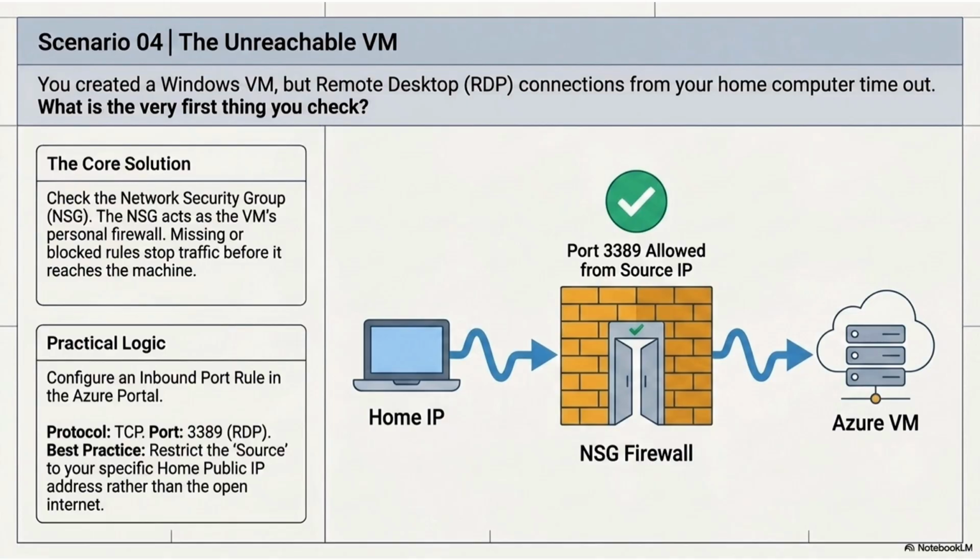To fix this, you open the Azure portal, go to the virtual machine's network settings and add an inbound port rule. You set the destination port to 3389 and the protocol to TCP. For safety, you should restrict the source to your specific public IP address rather than letting the whole internet try to log in. Scenario 5.